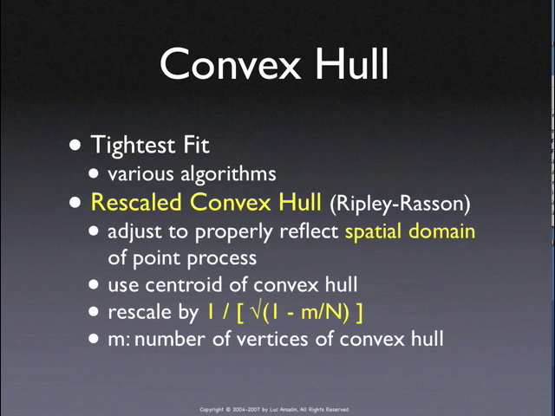This is a complicated mathematical problem in computational geometry to actually compute the convex hull for a number of points, but there are several solutions. It's fairly well known. It's kind of a classic in computational geometry. Now, for spatial point patterns, a question arises when you use this convex hull, because the tightest fit means that several points will be on the boundary of the polygon.